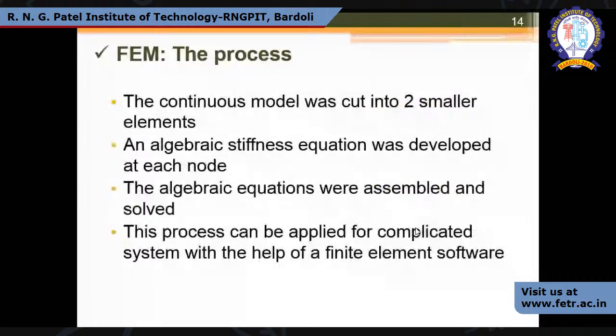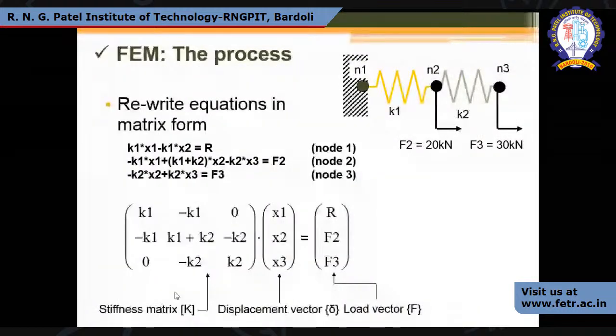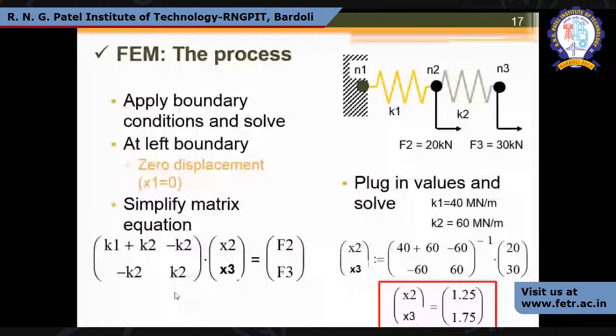So look at here. At the N1, N2, and N3, we find out three different equations and we analyze them, and then we make one matrix of the three different equations. We have identified that the displacement of the N1 is nearest to zero because it is bounded, and X2 and X3 we can easily find out.